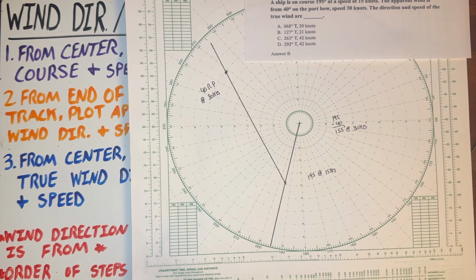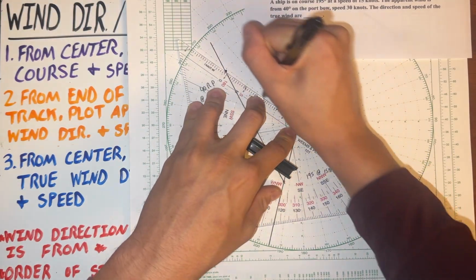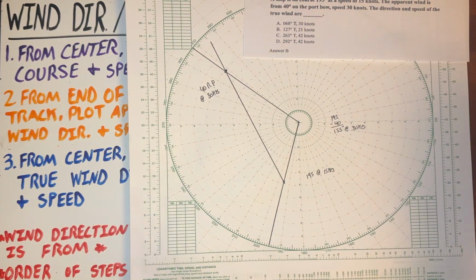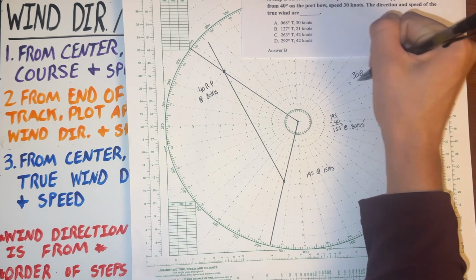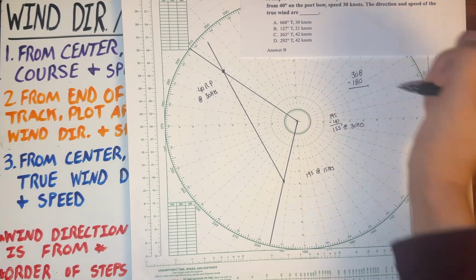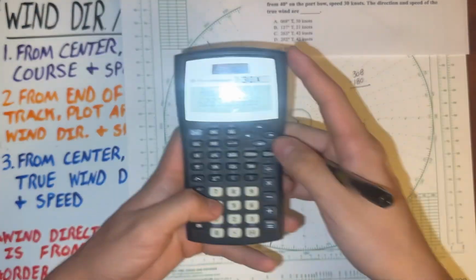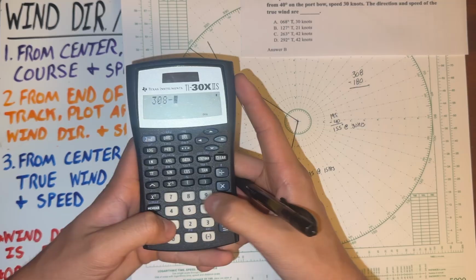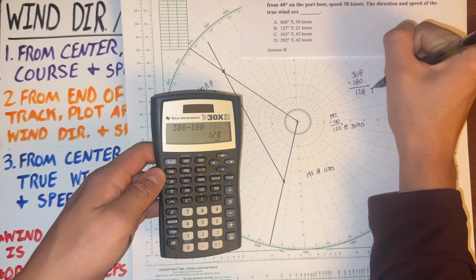Now we need to connect these endpoints, or start and end points. So from the center, we will draw to the end of that line. And you can see that it passes through 308. Remember that wind comes from, so we'll do 308 minus 180, because wind is coming 180 degrees reciprocal from 308. And we can find that our direction is 308 minus 180. Our direction is 128. So this is our true wind direction.